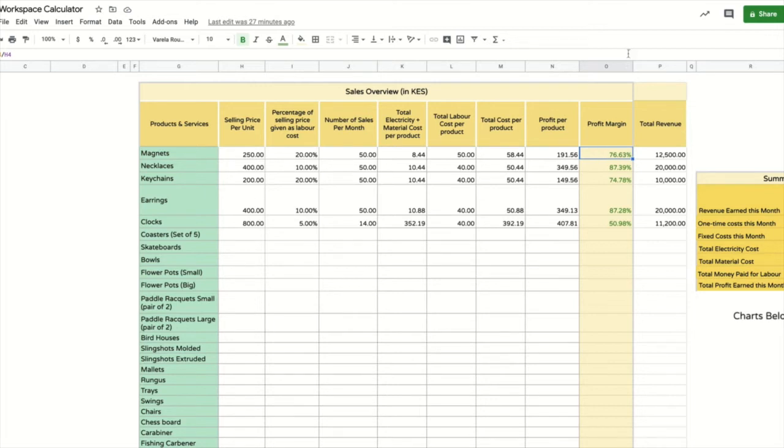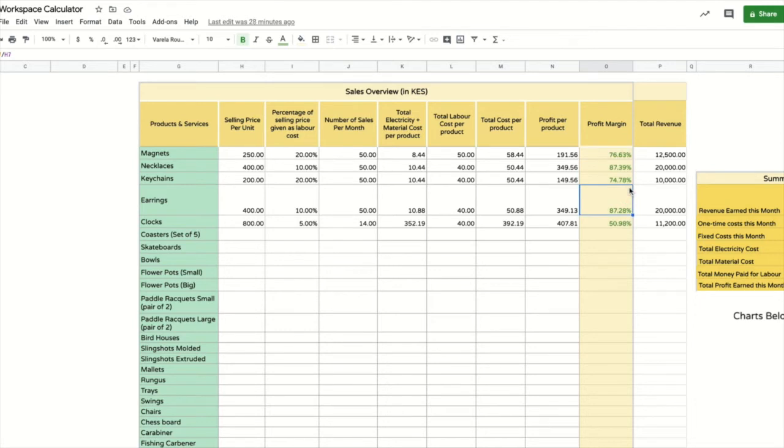Again, I think this is the most important column in this sheet because it tells us what products give us the maximum profit, what products are the most economical, most efficient to make, what products should we prioritize. Now, of course, the greater these numbers are, the more profit we're earning.